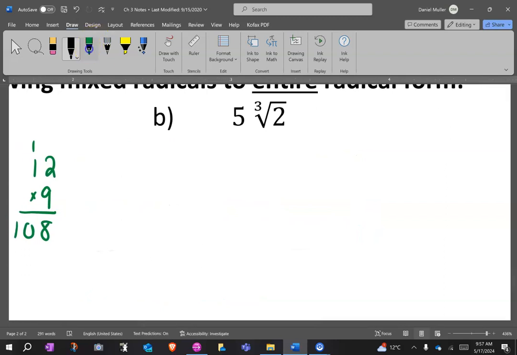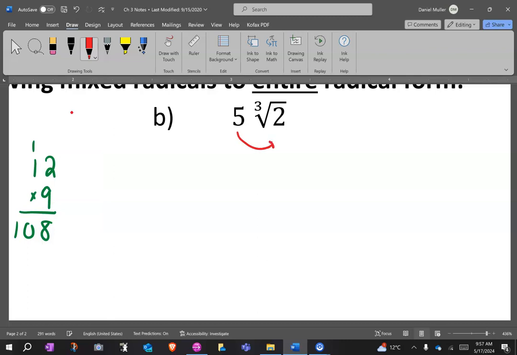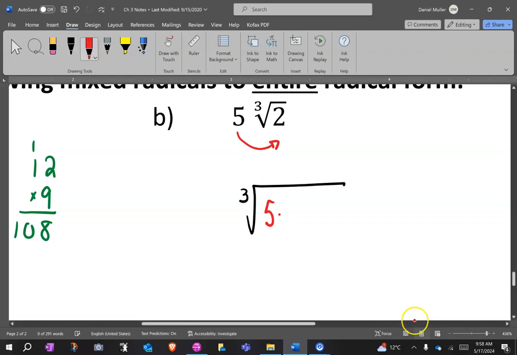5. So it's a 5 on the outside. I want to bring that inside and make it entirely underneath the radical. So here's the cube root. And there must have been a triple 5. So I'm going to write that down. Triple 5s. And of course I still have my 2.